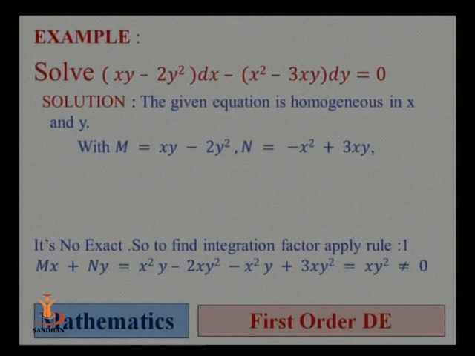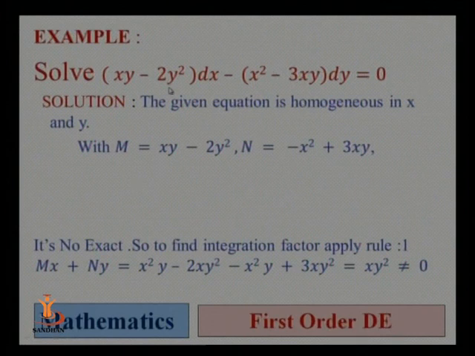minus x square minus 3xy dy equal to 0. This is homogeneous. How is it homogeneous? All the degrees are the same. You can see that the degree of this term is 2. Degree of this term is 2. This is also degree 2. This is also degree 2.